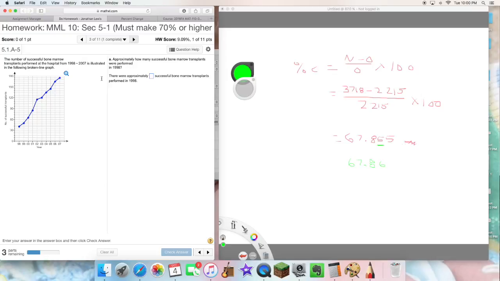All right. This one I will take a little bit of time because there is a problem later on in this question that throws a lot of people off. So let's do the easy part. Let's answer these basic questions. Approximately how many successful bone marrow transplants were in 1998? Well, in 1998 we were here. This first little dot right here.